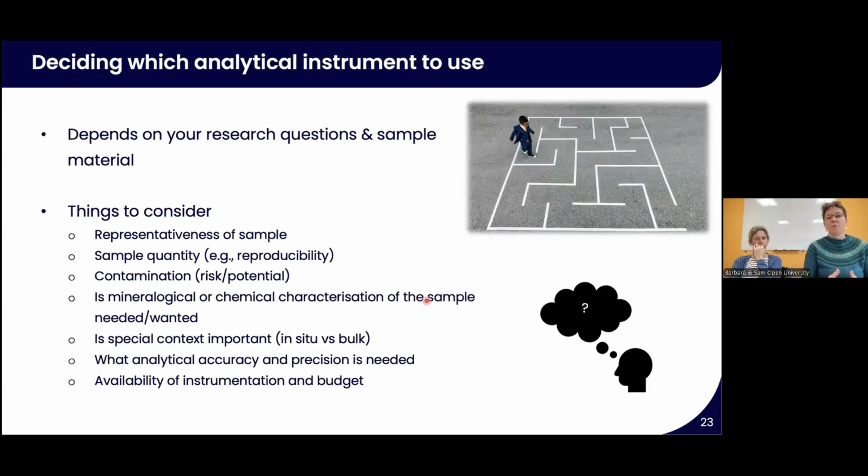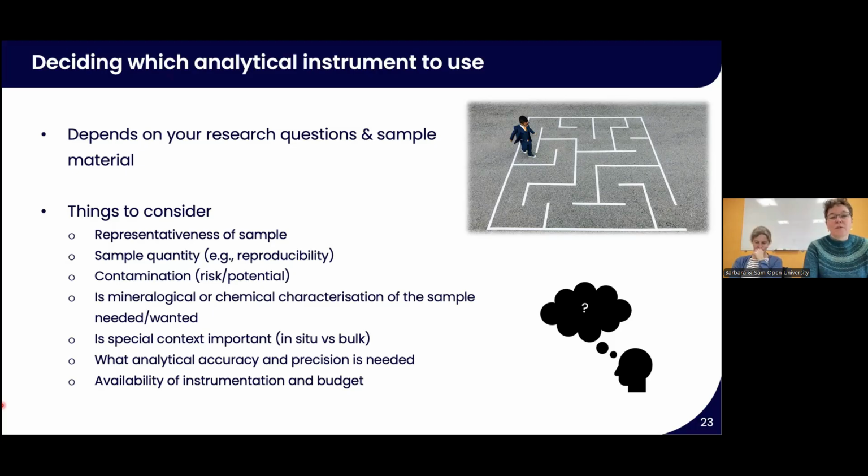So the question is, how and why did you decide to use one instrument or the other? It all depends on the research question and the sample material that we alluded to a bit. There are a couple of points that we would like to highlight. First, the representativeness of your sample. Do you want a bulk measurement, as Sam mentioned, or do you need individual parts of your sample analyzed? How much sample do you have, and how good does your reproducibility need to be?